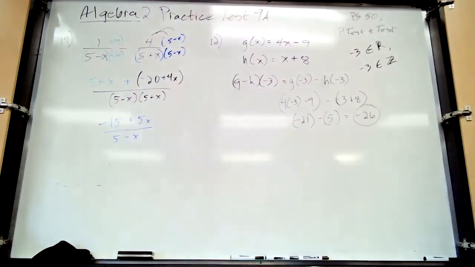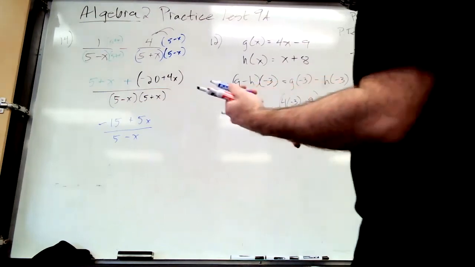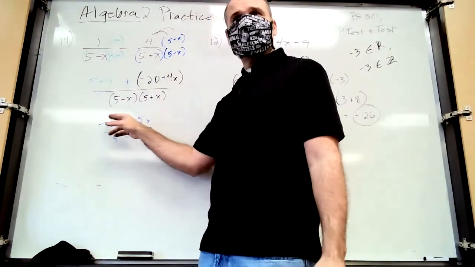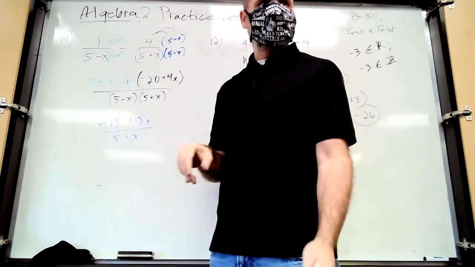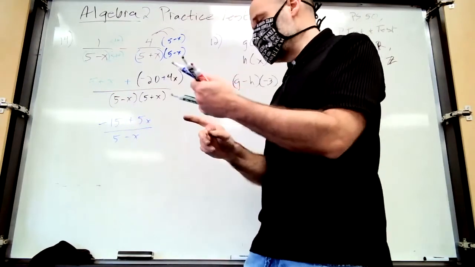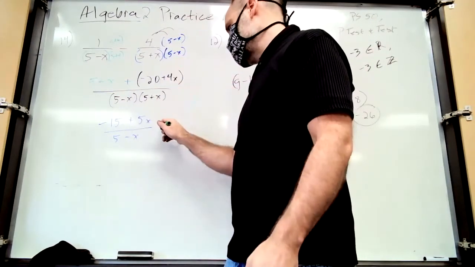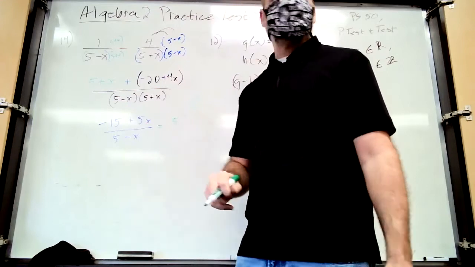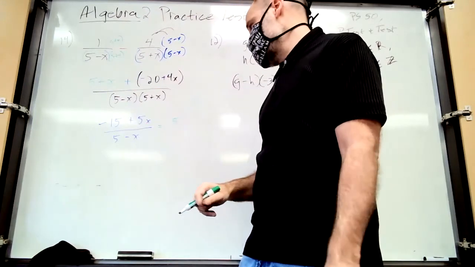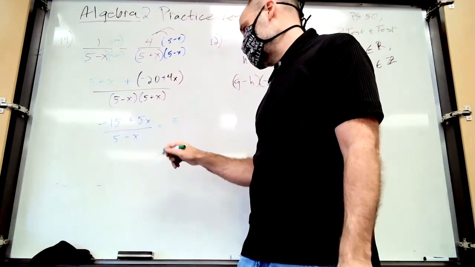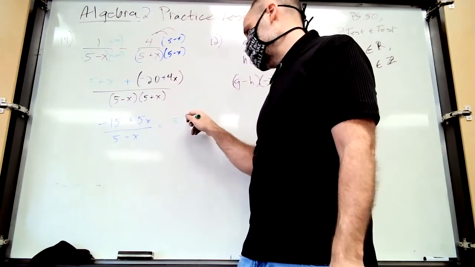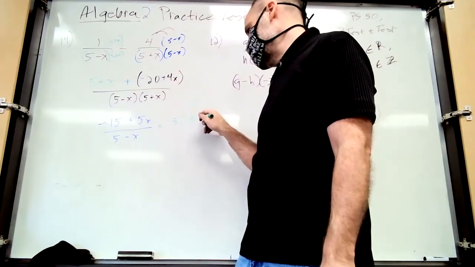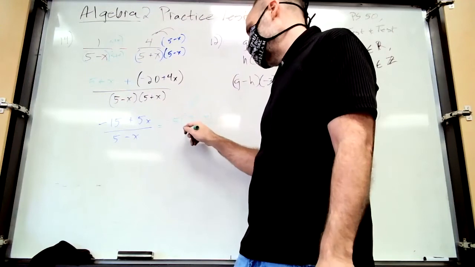It seems like I could do something else. You guys see it? No. Let's factor this. What's the greatest common factor of negative 15 and 5x? 5. So I can take a 5 out. Actually, I'm going to take a negative 5 out. So it'd be negative 5 times 3 minus x.